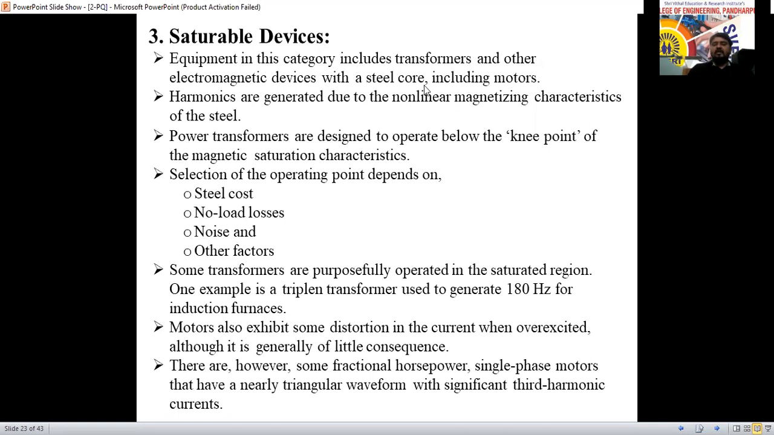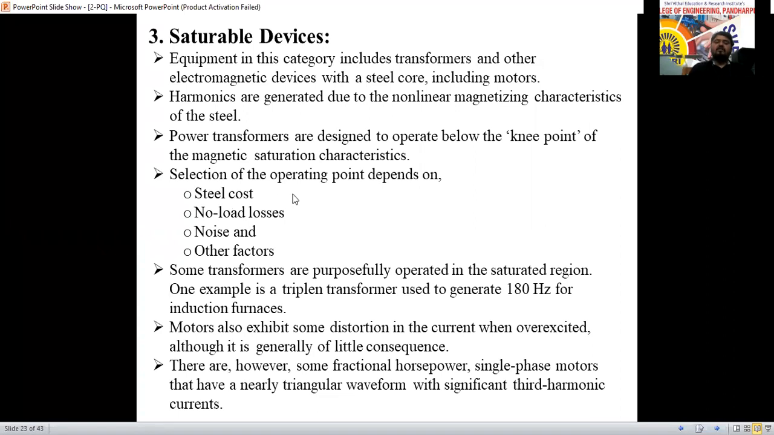Harmonics are generated due to the non-linear magnetizing characteristics of steel. Power transformers are designed to operate below the knee point of the magnetic saturation characteristics. Whatever the knee voltage is, below that point it will not saturate, and once the voltage is above the knee voltage, it will not come back down. Based on that, power transformers are designed to operate below the knee of the magnetic saturation characteristic.